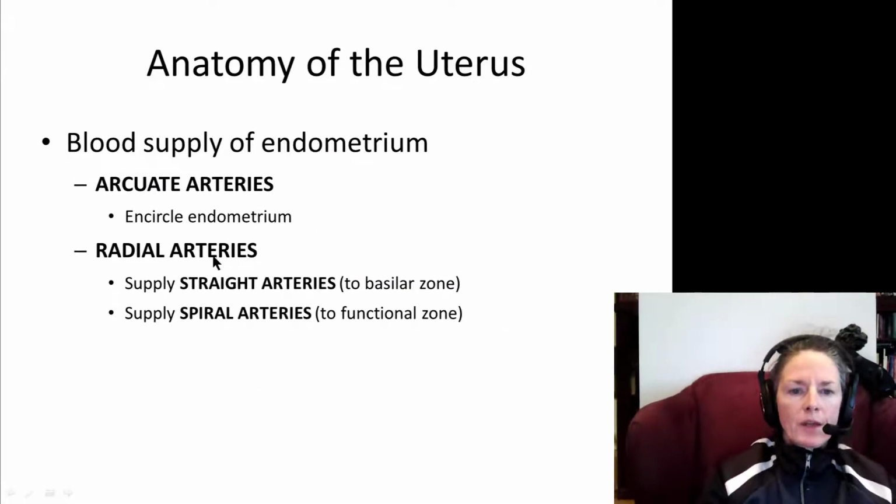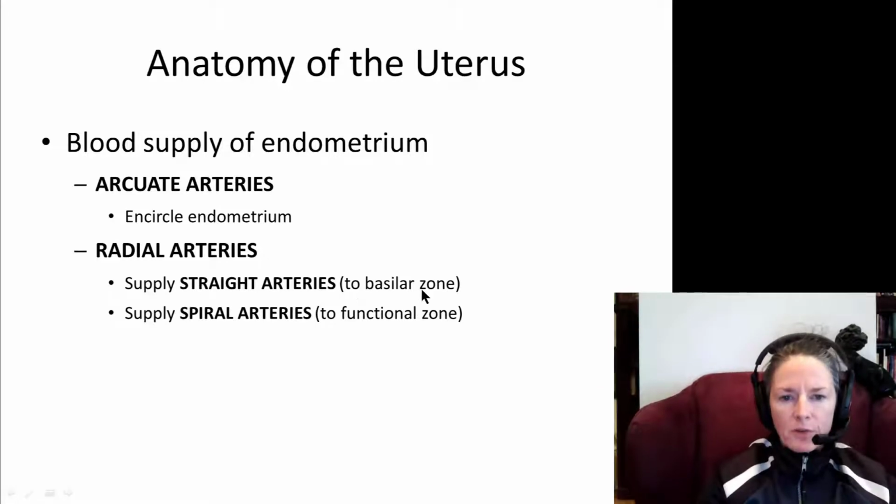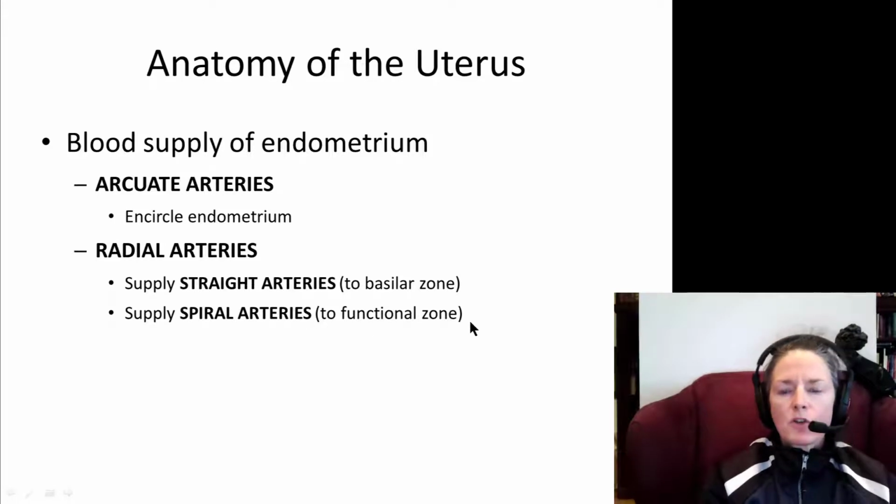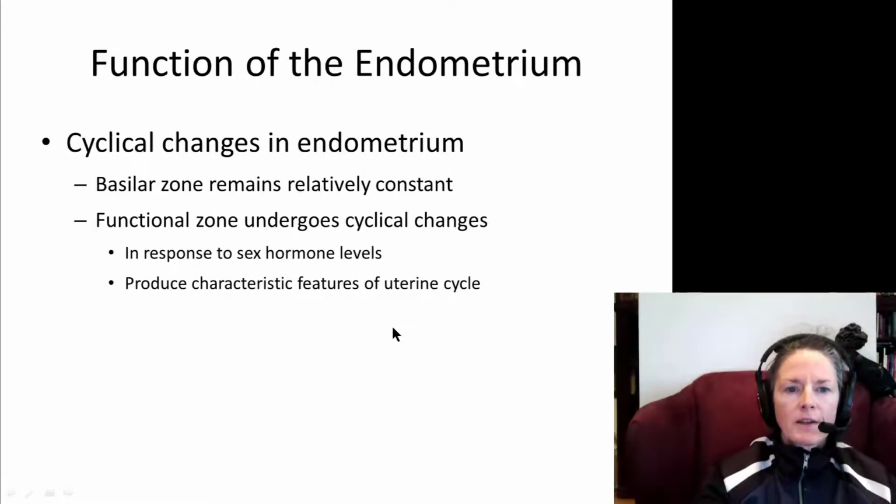All right, so we have the radial arteries. We first have the straight arteries that are going to be in the basilar zone, and the straight arteries will then supply the spiral arteries, which are basically elongations of the straight arteries, into the functional zone. So basically we're going to have the basilar zone not change much, but it's the functional zone that's going to change during the uterine cycle.